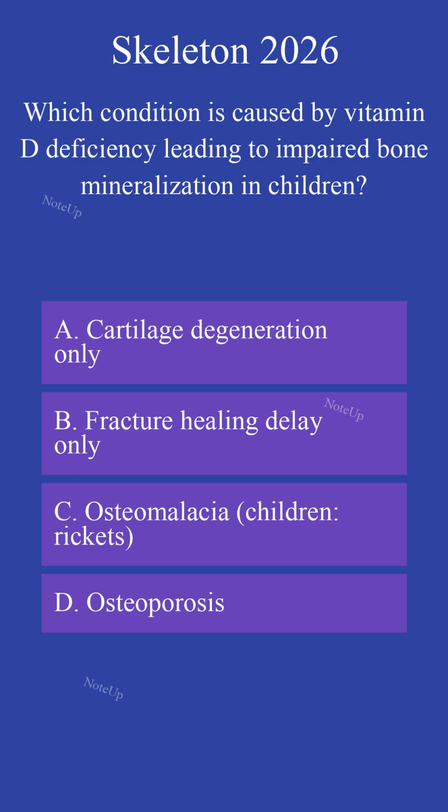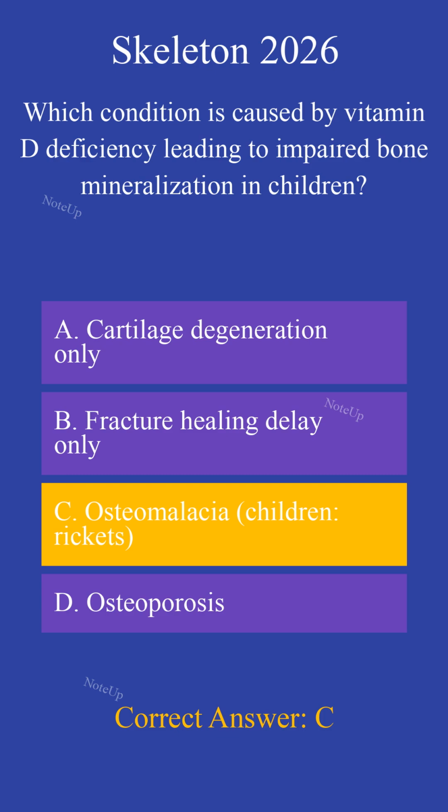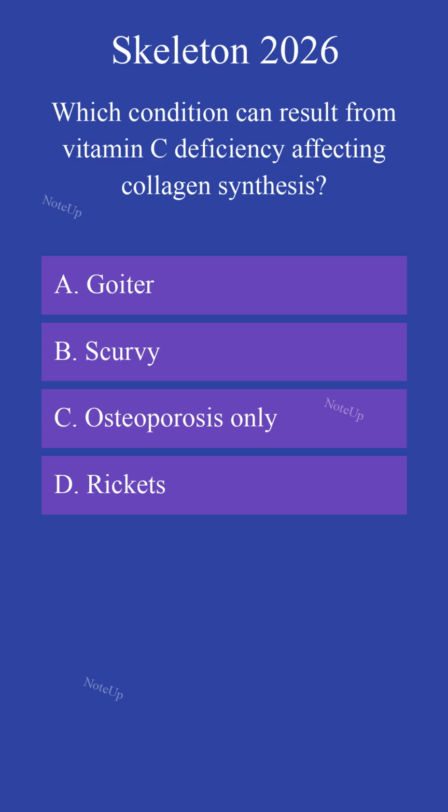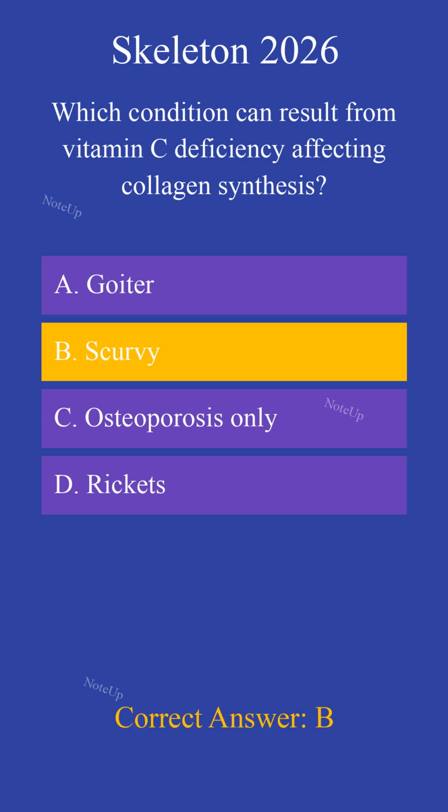Which condition is caused by vitamin D deficiency leading to impaired bone mineralization in children? The correct answer is C. Osteomalacia, children, rickets. Which condition can result from vitamin C deficiency affecting collagen synthesis? The correct answer is B. Scurvy.